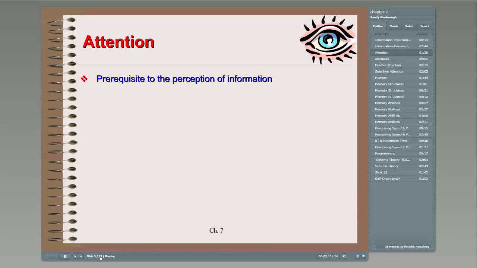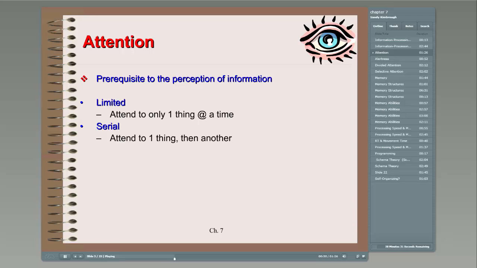Attention is really the core of the information processing model. It is prerequisite to the perception of information. If we're not attending to something, we're not going to perceive it. There are a couple ideas related to attention. One is that our attention is limited, which means we can only attend to one thing at a time. When it seems like we're multitasking, we're actually switching our attention back and forth between many different things.